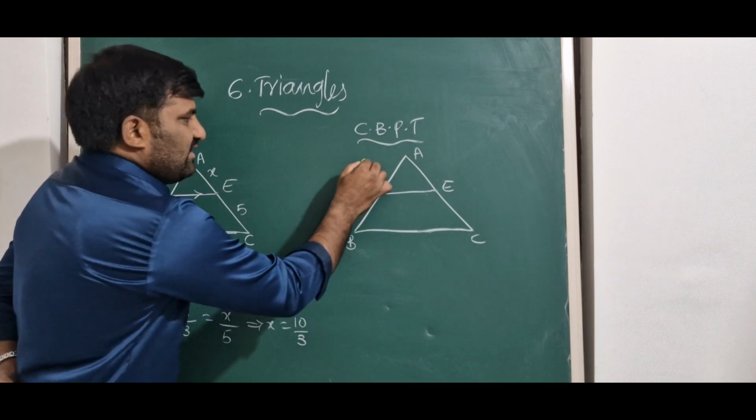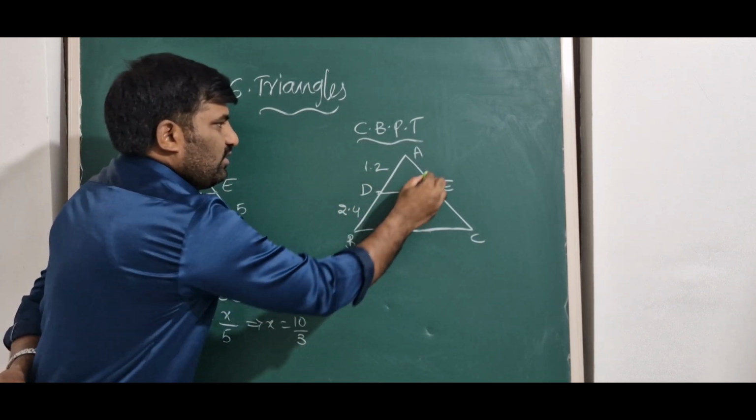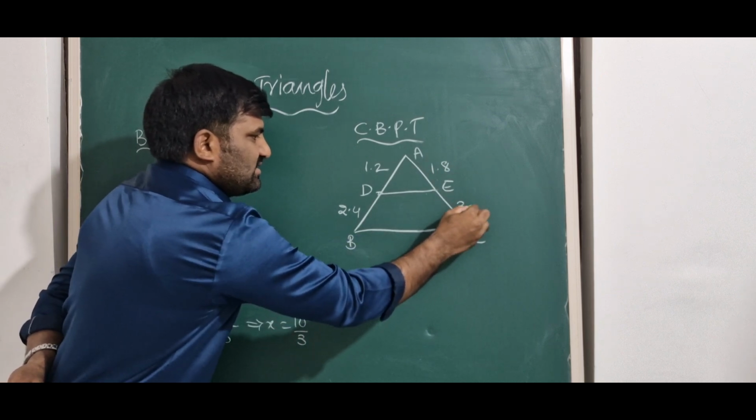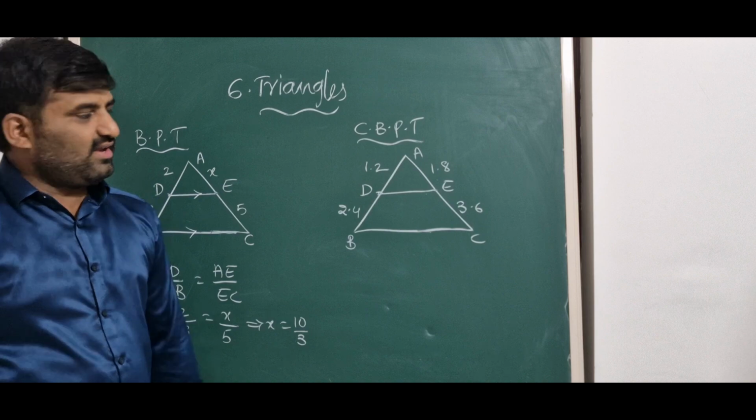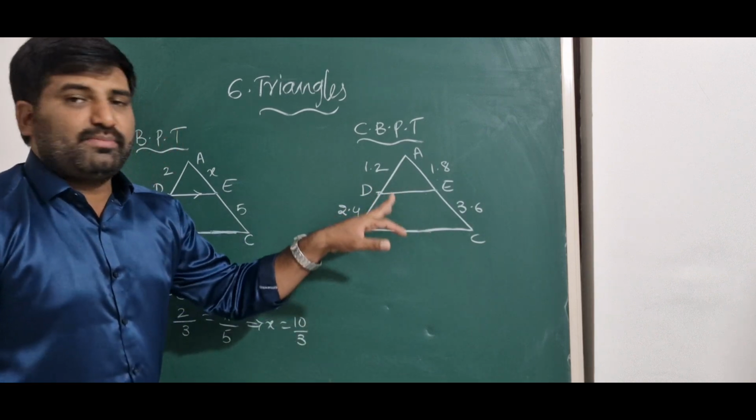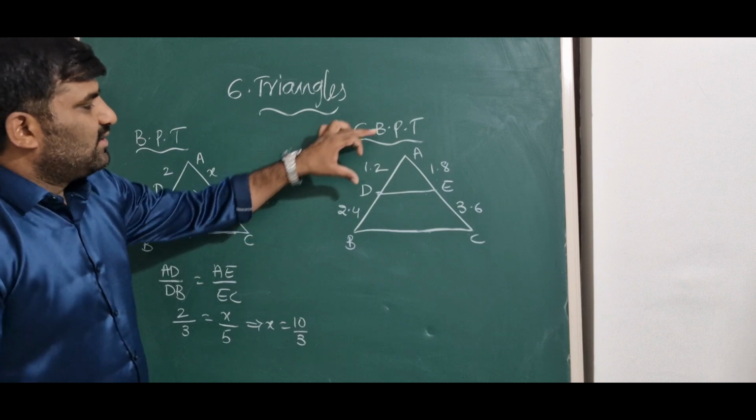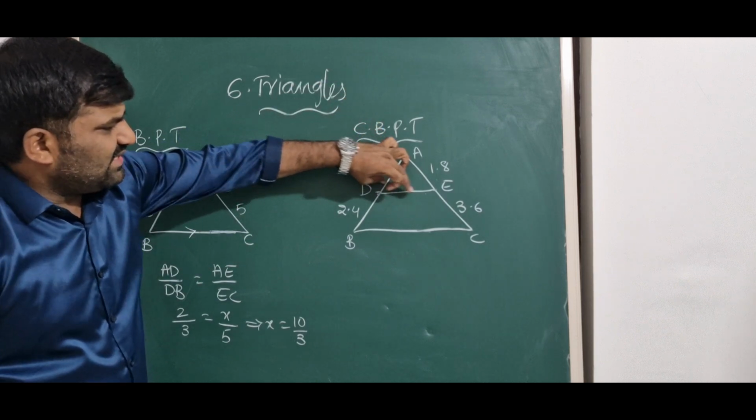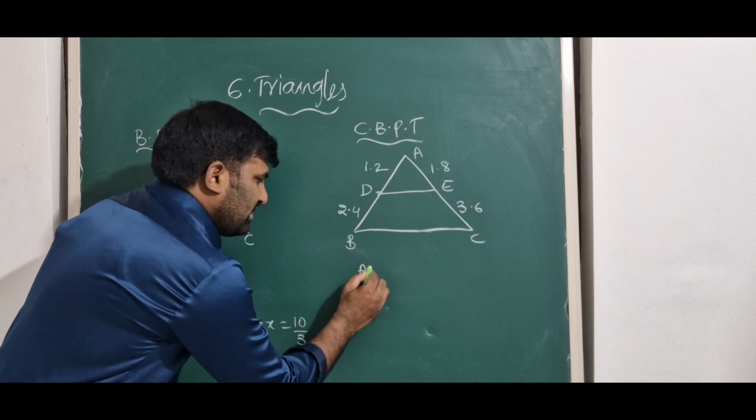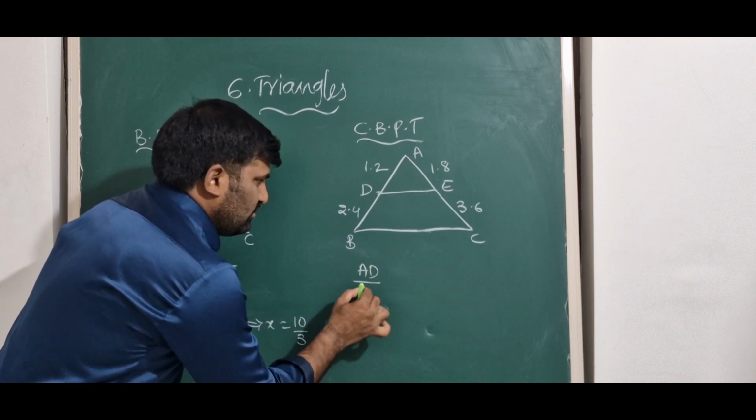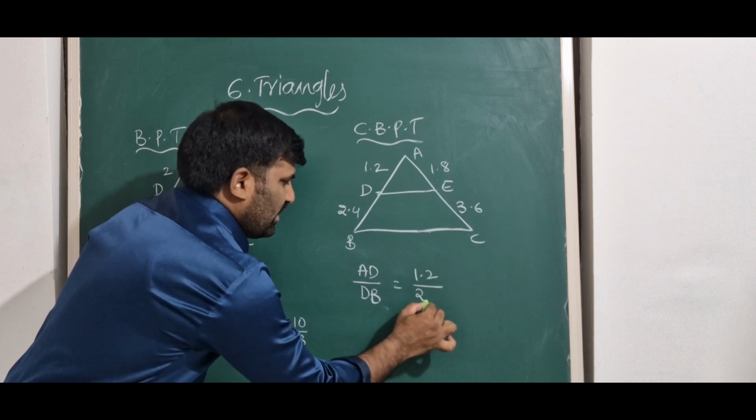In this question, it will be given like this: 1.2, 2.4, 1.8, 3.6. All four sides will be given. We need to check whether DE is parallel to BC or not by using the converse of BPT. If you want to find whether this line DE is parallel to line BC, first we need to find the corresponding side ratios. AD by DB we want to find first, that is 1.2 by 2.4.